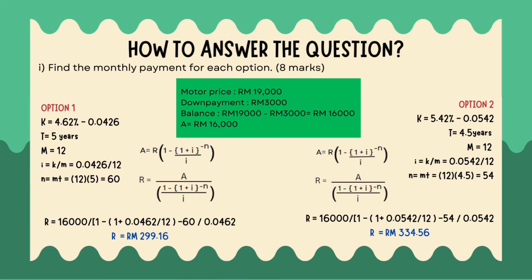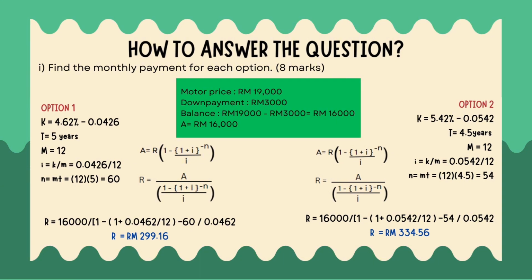So we need to write the formula and substitute the formula. So 16,000 ringgit over 1 minus 1 plus 0.0462 over 12, to the power of negative 60, over 0.0462 over 12. So R equals 299 ringgit and 16 cents.